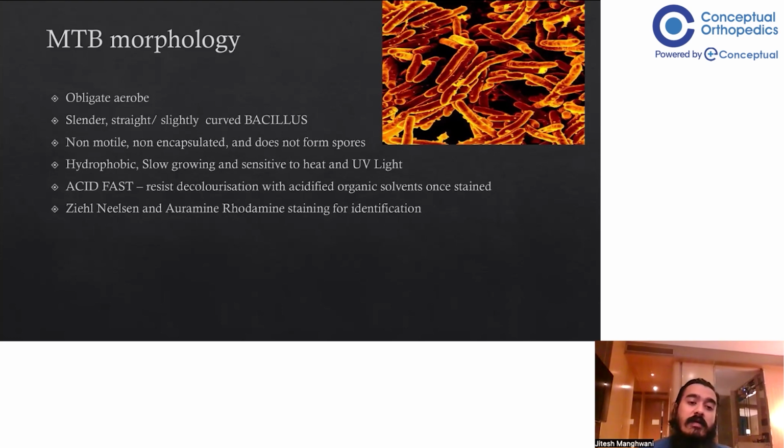It is an acid-fast bacteria, and once stained, it resists decolorization with acidified organic solvents. That is the reason why it is ZN positive, or the Ziehl-Neelsen stain is positive, which is the main agent used for identification of these organisms on microscopy. Along with ZN, the auramine rhodamine stain is the other stain used for identification of this organism. Whenever we send samples, we most commonly send them for acid fast or ZN staining.